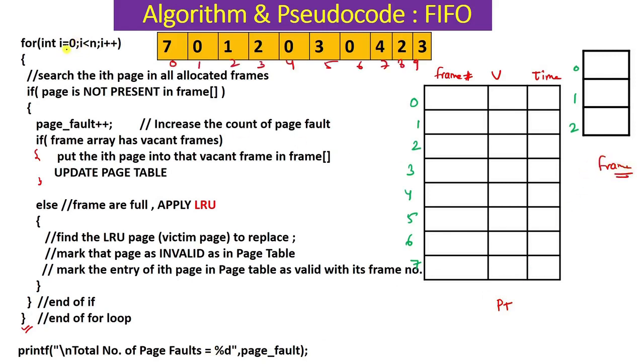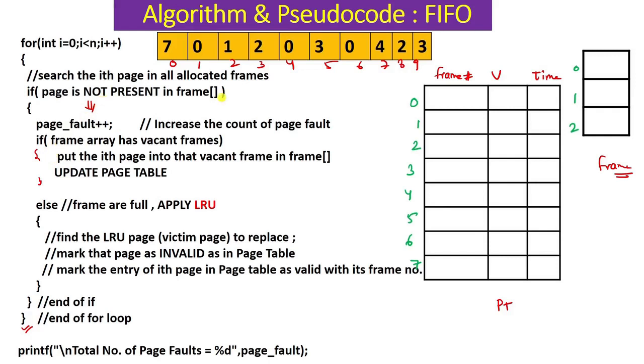Basically for each page, for the ith page from 0 to the last nth page, what we are doing is checking whether this ith page is present inside the frame array or not. And we will check that with the help of the page table. So if, let's say, the page is not present in your frame array, then we will say there is a page fault. We'll increase the page fault, and then we have two options.